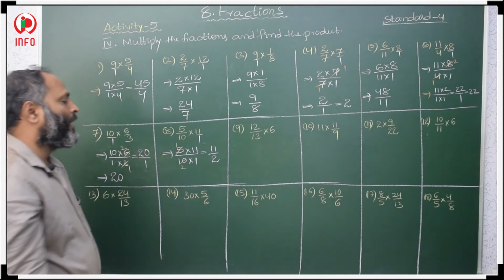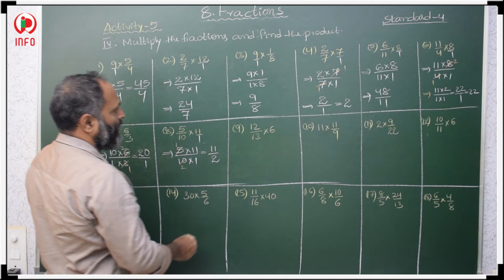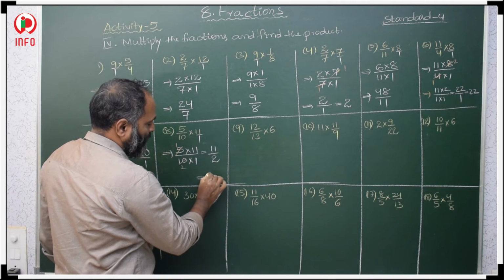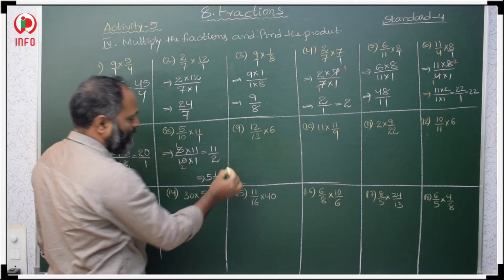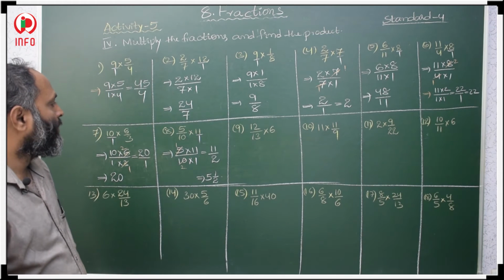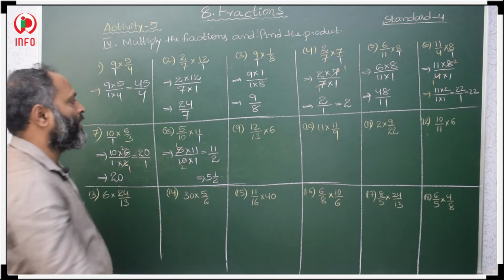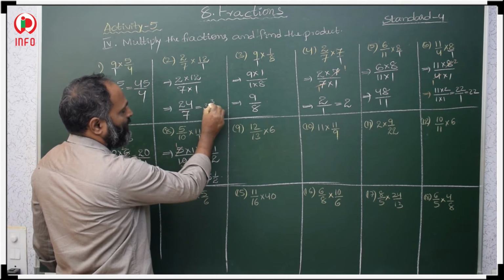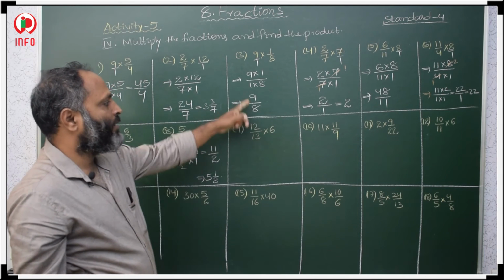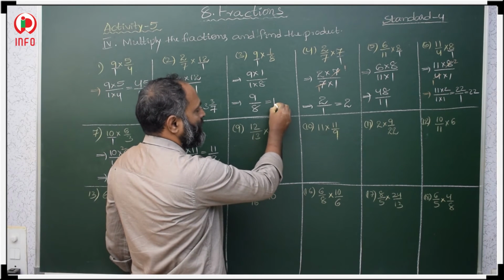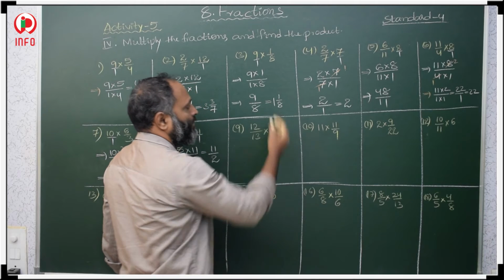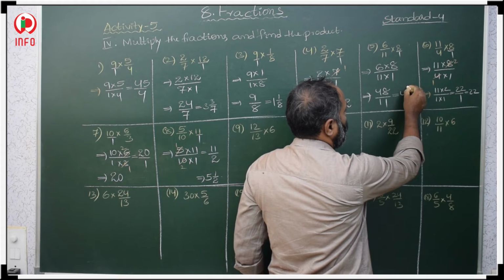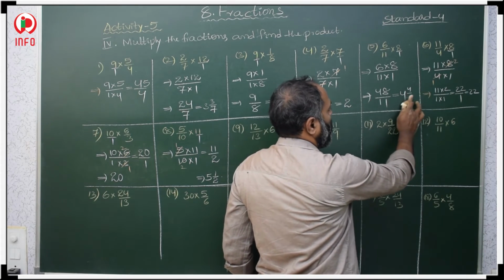11 by 2. 11 by 2 is an improper fraction, so convert this into mixed fraction. That is 10 means 5, 2 5s are 10, 1 left, 1 by 2, 5 1 by 2. This is also improper fraction, you have to convert into mixed fraction. 7 3s are 21, 3 left, 3 by 7. This is also improper, you have to convert. 8 1s are 8, 1 by 8. This is also improper fraction, you have to convert. 11 4s are 44 and 4 left, 4 by 11.